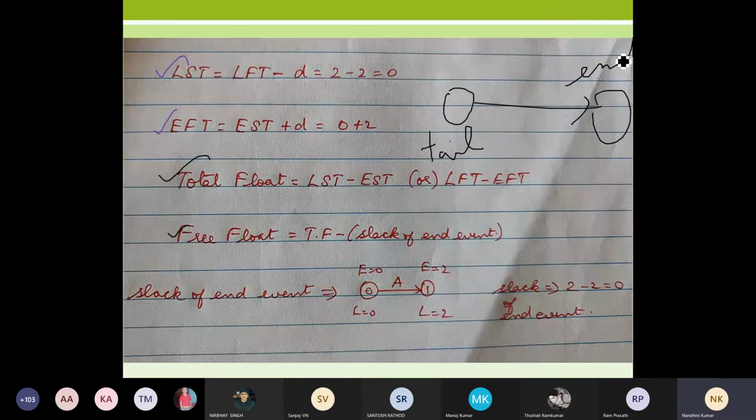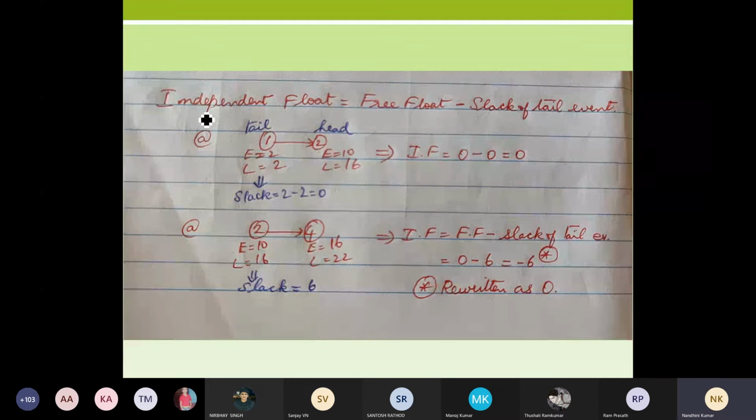Are you all clear with this total float and free float? Yes, ma'am. Okay.